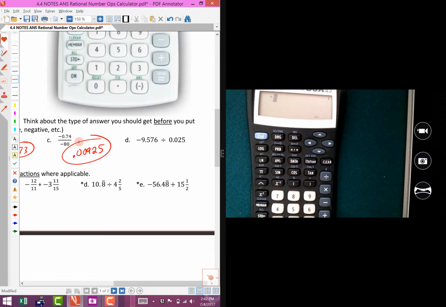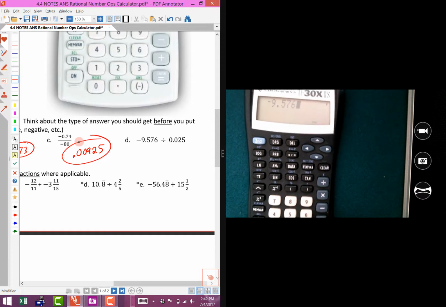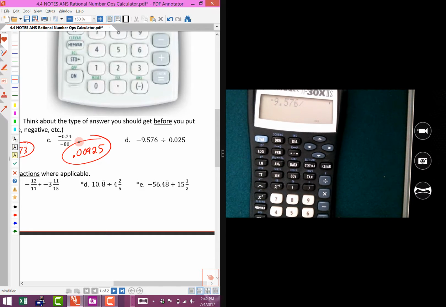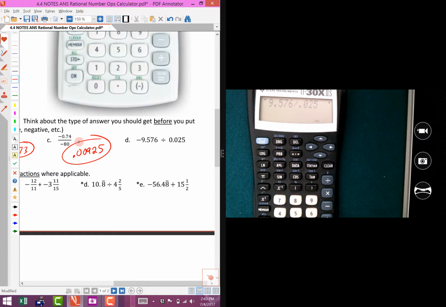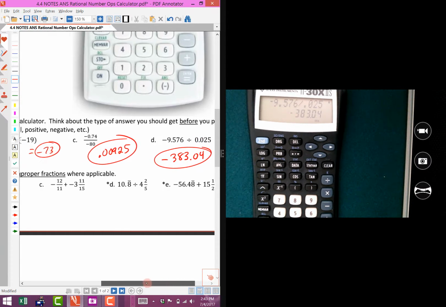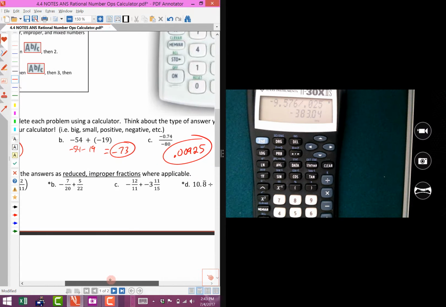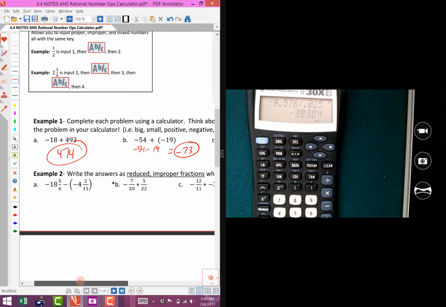So negative 9.576, and then we're going to divide. I would not want to divide this by hand. 0.025. Take just a quick second to double check and make sure that you've typed it in the calculator the right way, and then hit equals or enter. We were expecting a negative here, so this is going to be negative 383.04. Again, way easier to do on a calculator than to do it by hand. Okay, so we should be in good shape there.